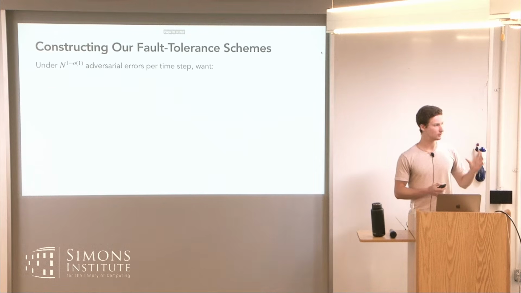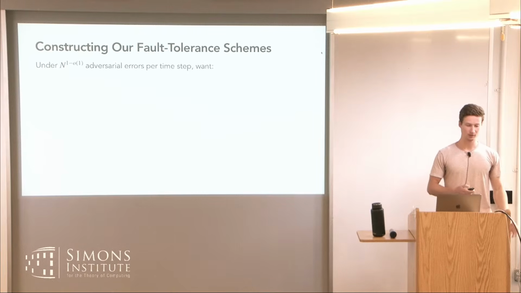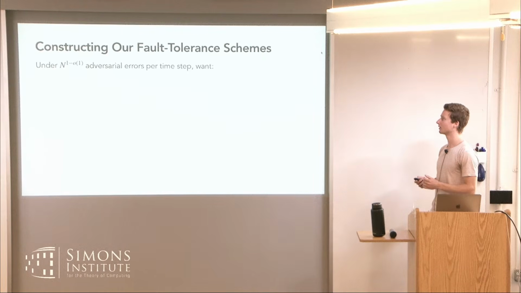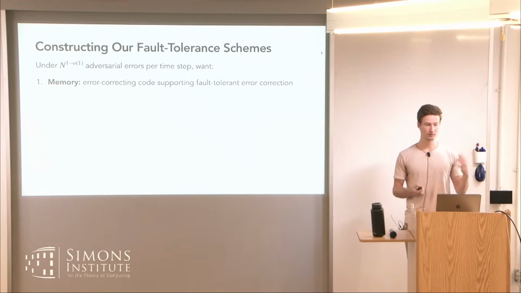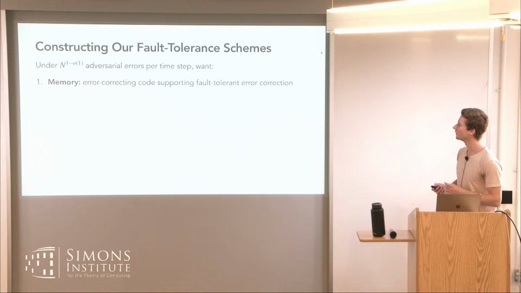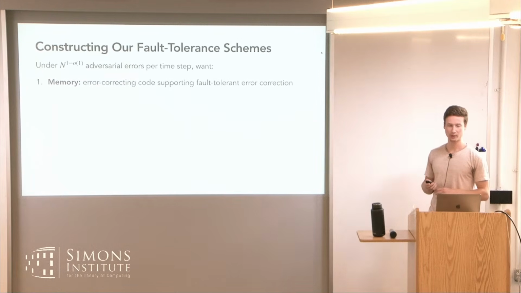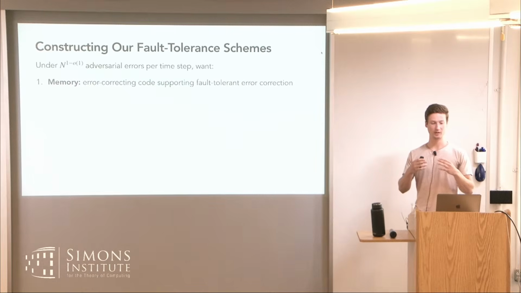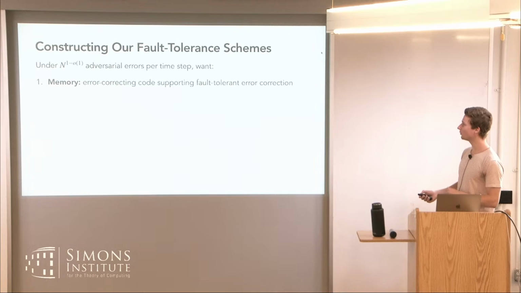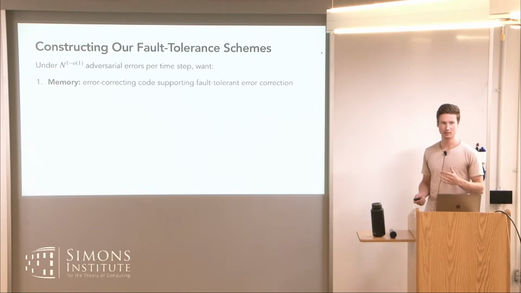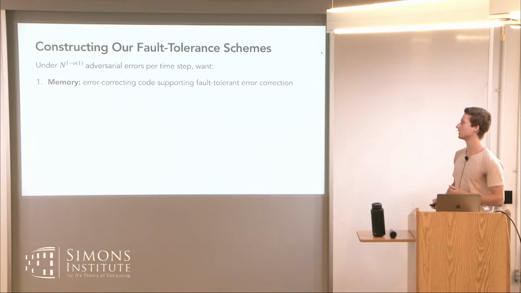Almost all fault tolerant schemes that I know of go in two steps. The first step is to construct a memory. This is to construct an error-correcting code, a way of encoding our logical bits into logical qubits in such a way that we can correct errors fault tolerantly. We can correct errors as they appear, before they propagate too much. Just correct them faster than they appear. If we just have a memory, then in the presence of noise we can store a logical state and correct errors as they appear, but we can't do any computation.